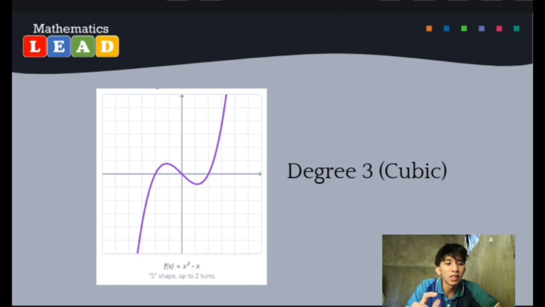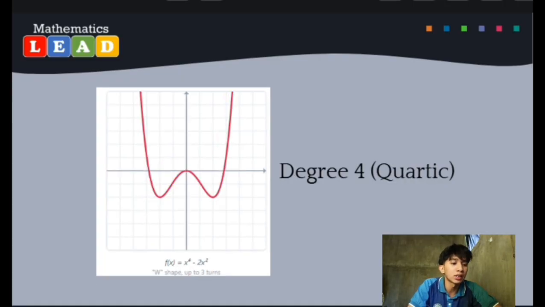Same ends because 4 is an even number. Negative inputs become positive. Negative 2 raised to 4 is equal to positive 16. This means both ends of the graph point in the same direction, usually both up. With a degree of 4, the graph has enough complexity to go down, turn up, turn down, and turn up again. Turning points: the maximum is 3. Notice the pattern. The maximum number of turns is always the degree minus 1.